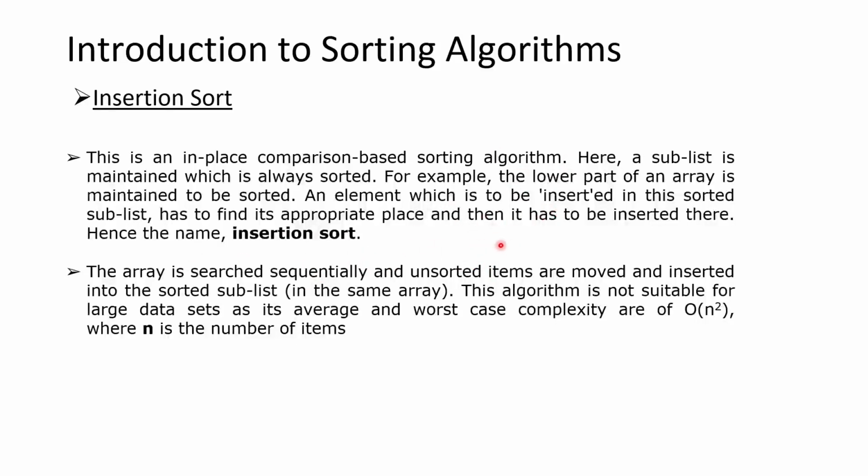So a list is already sorted, and then the new element's correct place is found, and that element is then inserted into the array. So it's more efficient. The array is searched sequentially, and unsorted items are moved and inserted into the sorted sublist in the same array. And the algorithm, again, is not suitable for large data sets, as its average and worst case complexity, again, is big O of n squared, where n will be the number of items. So the bigger the list gets, the longer this is going to take to run.